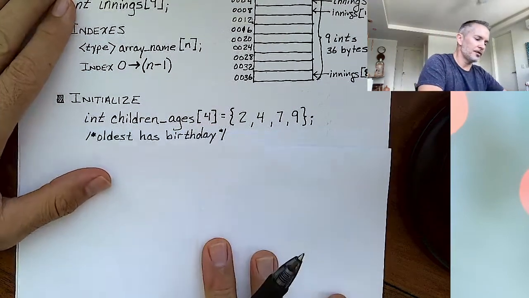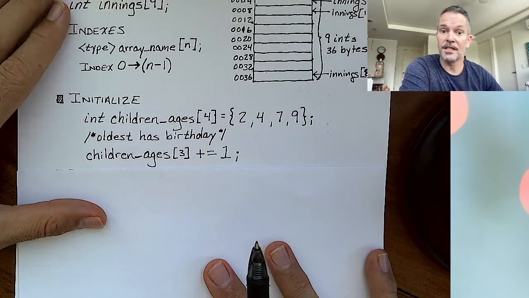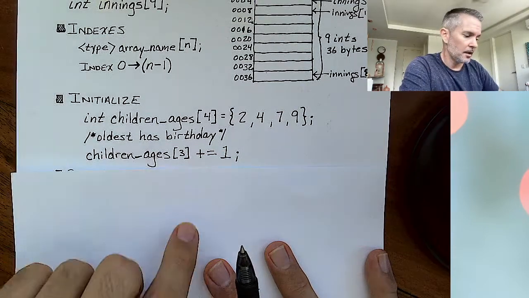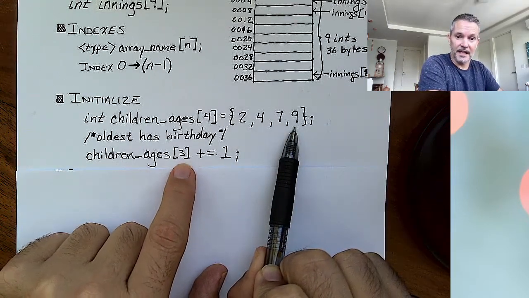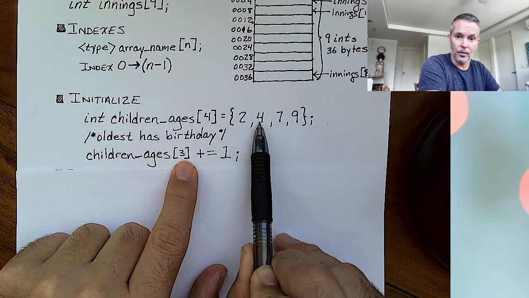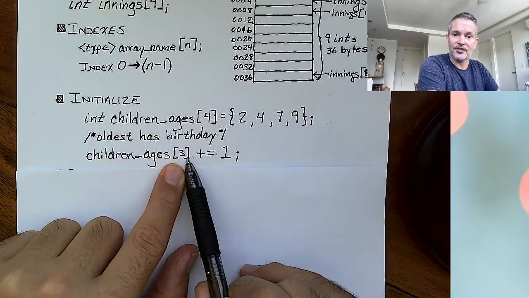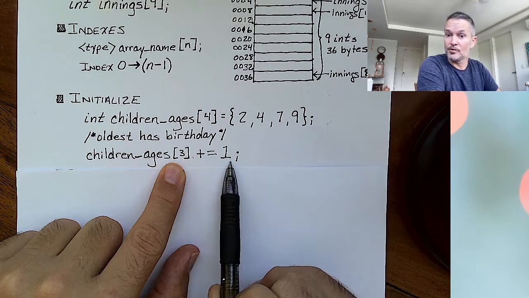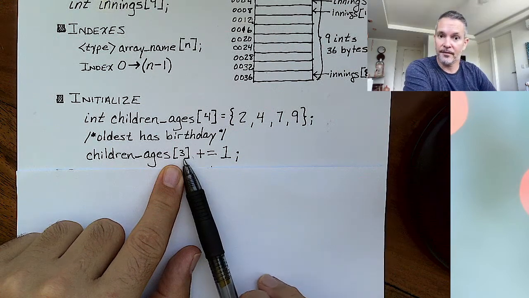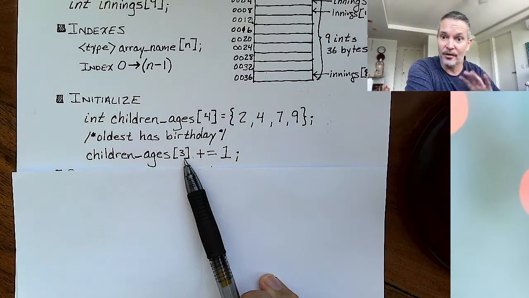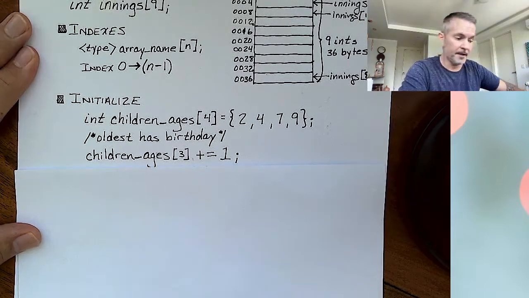Now, let's imagine I wanted to update the age of my oldest child because he had just had a birthday. How would I do that? Well, I want to go to the 4th position in the array. That means I'm going to use the index 3 because this is position 0, 1, 2, 3. So I come to the 3rd position in the array, and I just treat it like any other variable. I can do a plus equals 1 to increase it by 1. And now the data stored in the 4th element of the array, which has the index 3, will have the value 10. So this is how we initialize and change the values of an array.